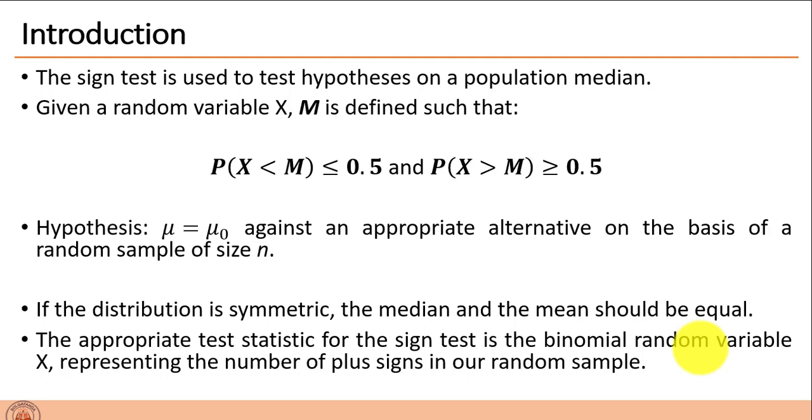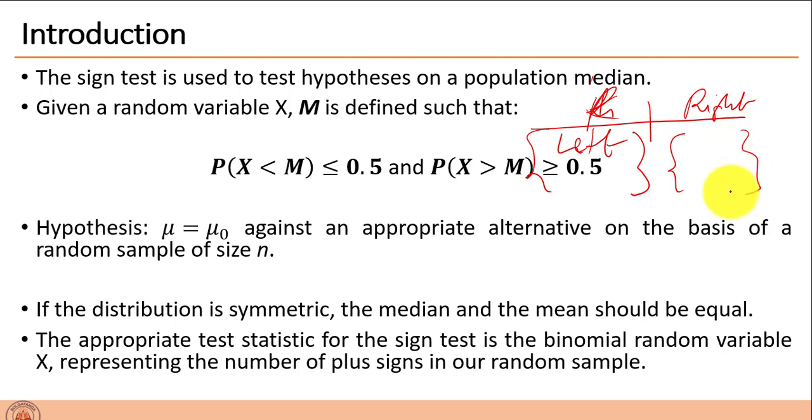Given a random variable x, m is defined such that the probability of x less than m is less than or equal to 0.5, and the probability that x is more than the median is equal to 0.5. So in short, you have this. This is the left side of your data set, and this is the right side of your data set. So the probability of getting a value less than m, you have equal numbers here and equal numbers there. So that is simply the median.